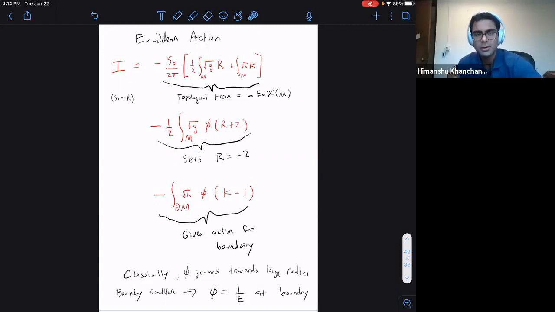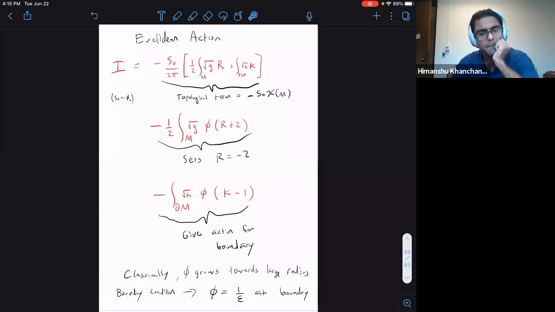Can I ask a question? Mm-hmm. This S naught is the entropy of the four-dimensional black hole, right? Yeah. But it's not the entropy of the two-dimensional system that you're considering. So we will find that it contributes to the entropy also, yeah. But this is the right way to think about it in terms of the dimensional reduction. Okay, thanks.